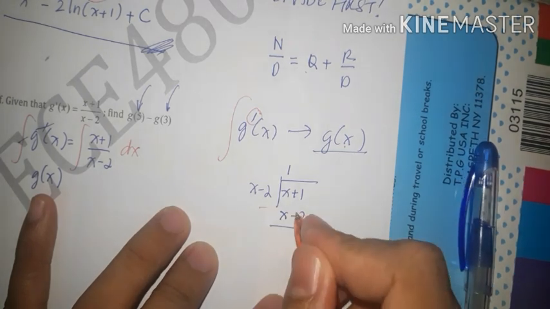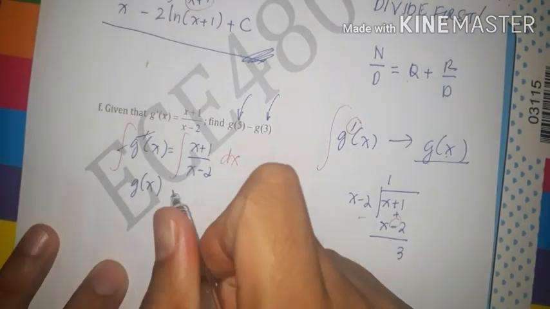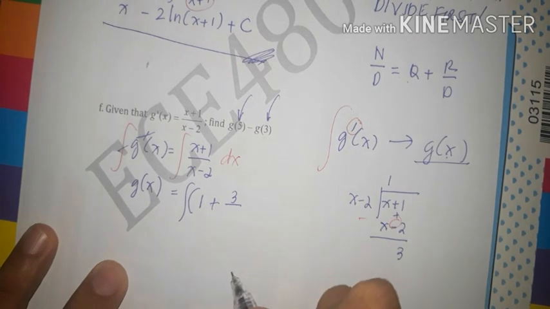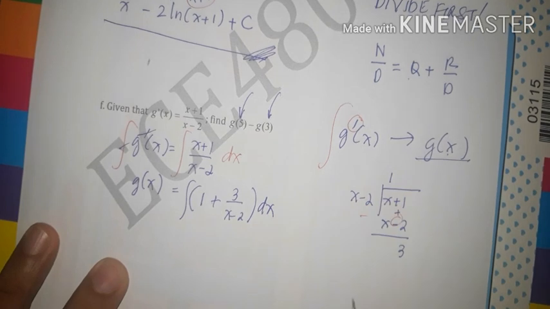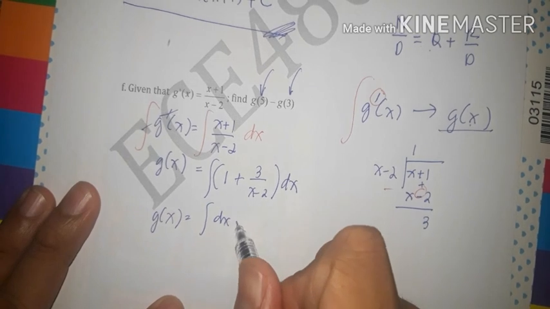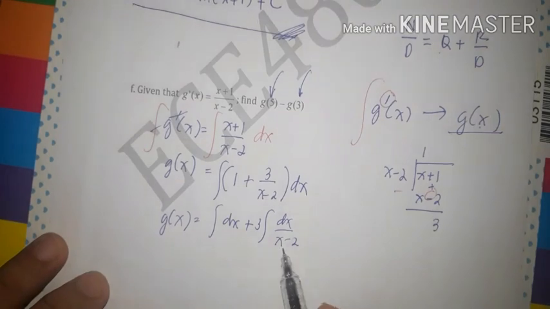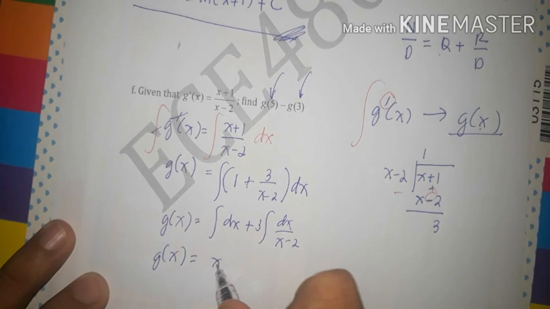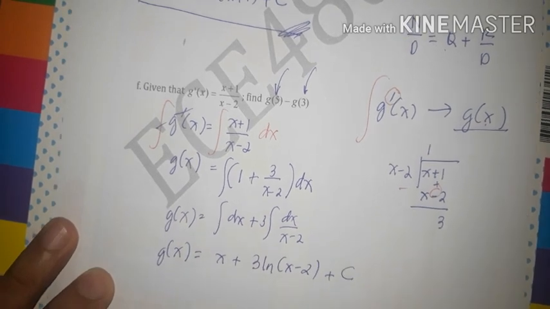Subtracting, changing the sign of the subtrahend, and then proceeding to addition, gives you 3. So this is now the integral of your quotient 1 plus the remainder over the divisor x minus 2 dx. Then g of x is equal to the integral of dx plus 3 times the integral of dx over x minus 2. If this is u, this is exactly du, so that is simply ln. Then g of x is equal to x plus 3 ln of (x minus 2) plus c.